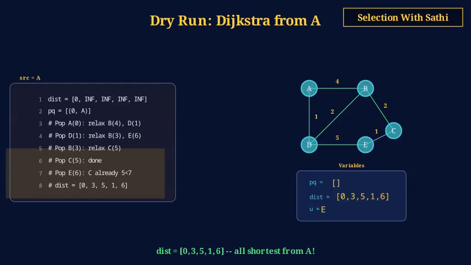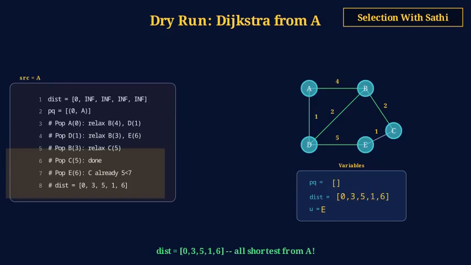Initialize dist as 0, infinity, infinity, infinity, infinity. Push (0, 0) to the heap. Pop node 0 with distance 0. Relax edges: dist of 1 becomes 4, dist of 2 becomes 1.